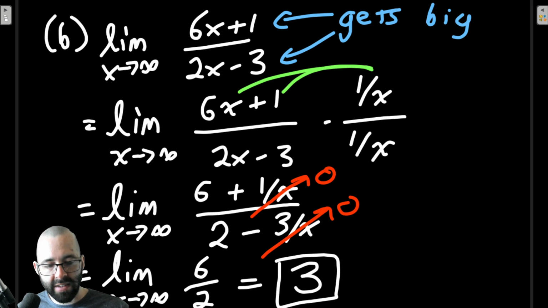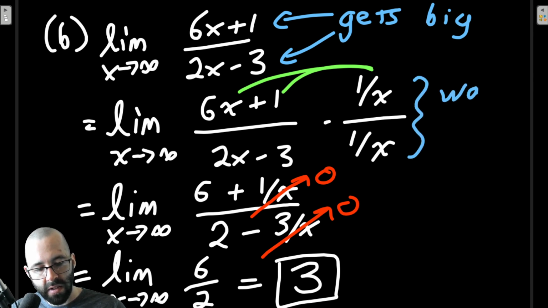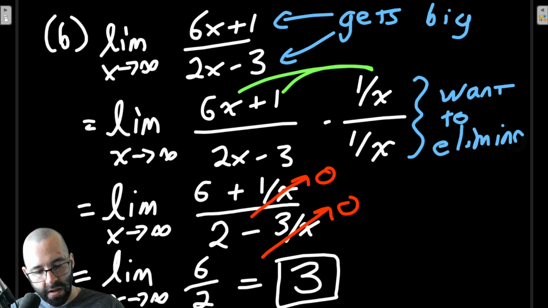And if it were like 6x squared over 2x squared, then we divide by 1 over x squared over 1 over x squared, okay? We just multiply by this thing. We want to get rid of the highest x term over here. All right, so that's kind of what's going on here. We want to eliminate the highest x.